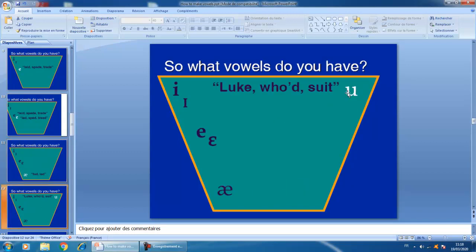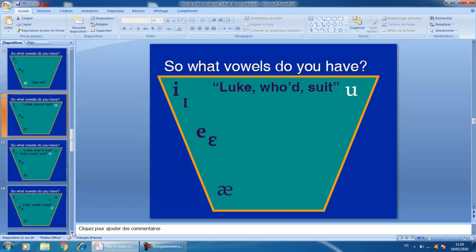Now, another vowel. Look, there is a difference between E and U. In words like luke, hoot, suit, oo. This one is a back vowel because it is produced at the back part of this figure, as opposed to E. If E is front, U is back.